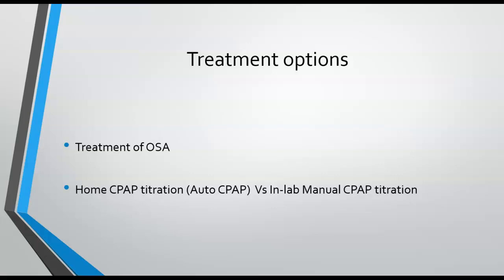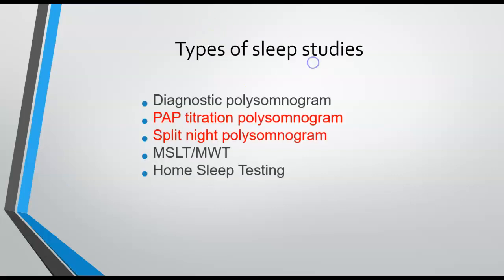There are two types of titration, either a home CPAP titration or auto CPAP titration versus in-lab manual titration. What type of titration is to be used is based on your lab protocol or your physician's discretion. So here we will be mainly discussing the in-lab manual titration guidelines.